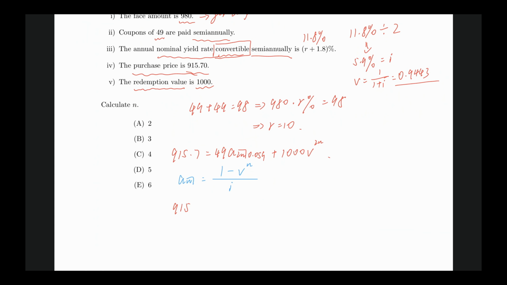So this number is going to be 49 times 1 minus v to the power of n. For now, let's just keep v. I can totally write v as something like this, but I want to make things simpler, so let's just write this as v for now. And for my i, I can just write it down, which is 0.059. Okay, so that's all the coupons. And finally, we have 1,000 times v to the power of 2n.